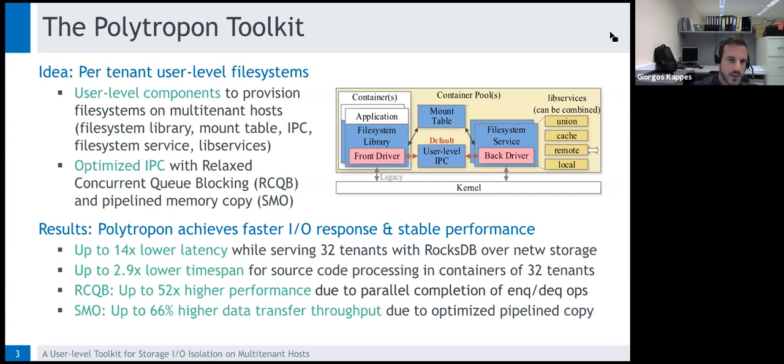Our results also highlight the high performance of the user-level path of Polytropon. For instance, RCQB achieves up to 52 times higher performance than other state-of-the-art queues, and SMO achieves up to 66% higher data transfer throughput. So this concludes my lightning talk.